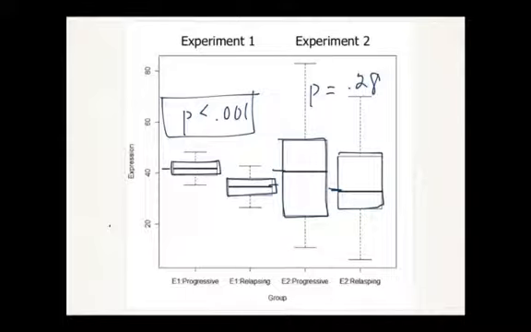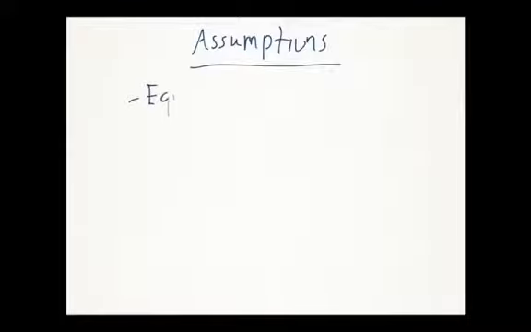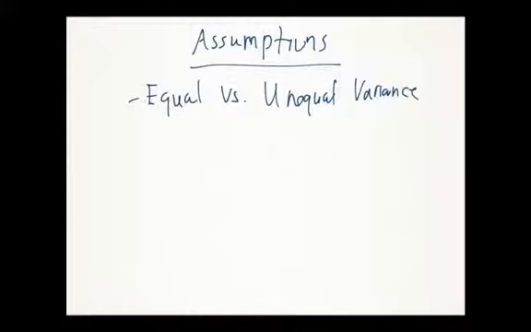So let's talk a little bit more about the assumptions. We said every statistical test is going to have assumptions. So there was the equal versus unequal variances. So it's probably better to generally use unequal variances. You might wonder, why on earth would you ever use equal variances? Well, if you use equal variances, your test has more power.